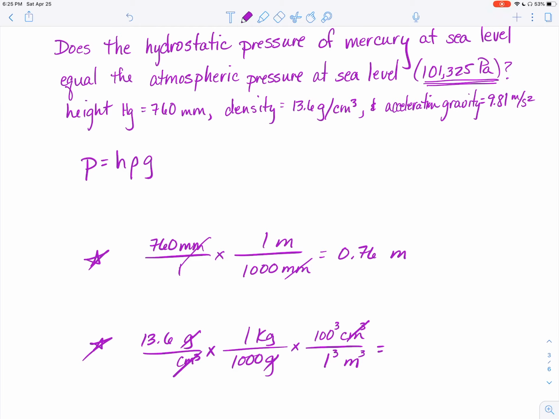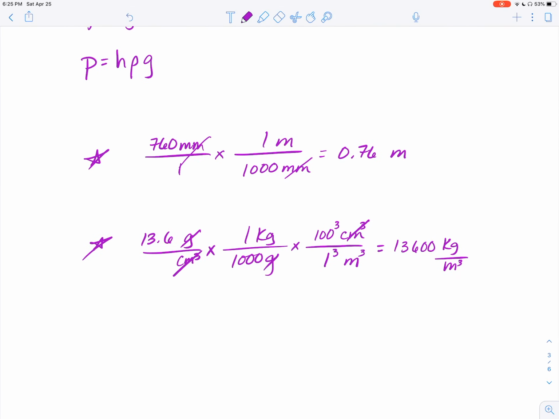And the value for this ends up being in 3 significant figures, because these numbers all here are considered exact numbers, so only this is counted for sig figs, is 13,600 kilograms per meters cubed. Okay. So now we have everything in the proper unit. How about we plug everything in?